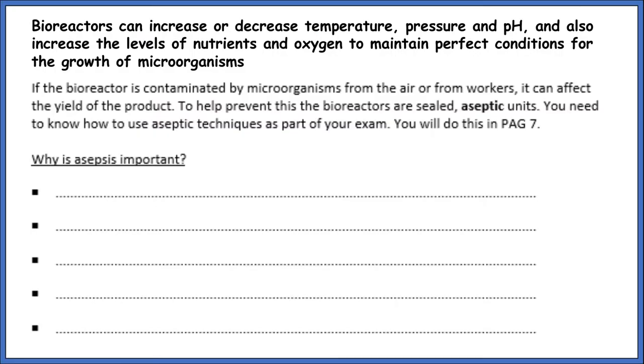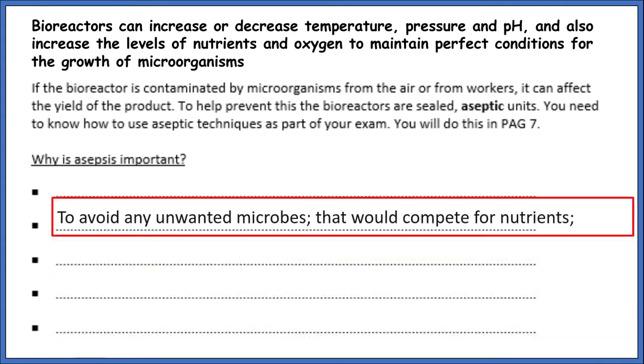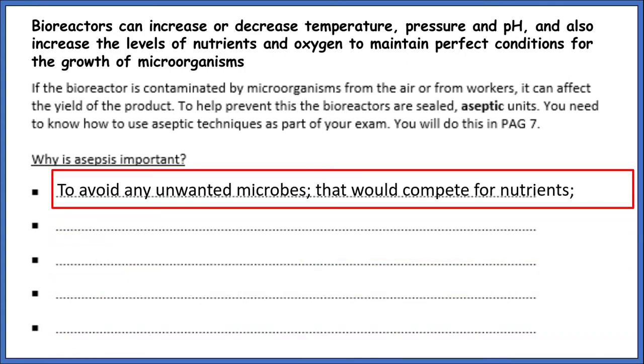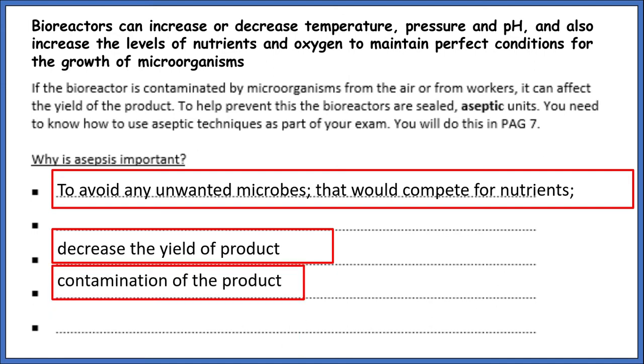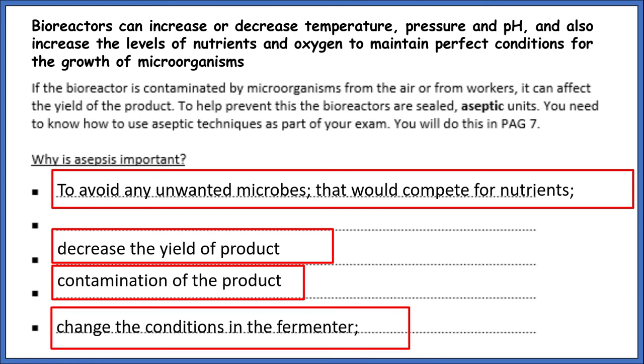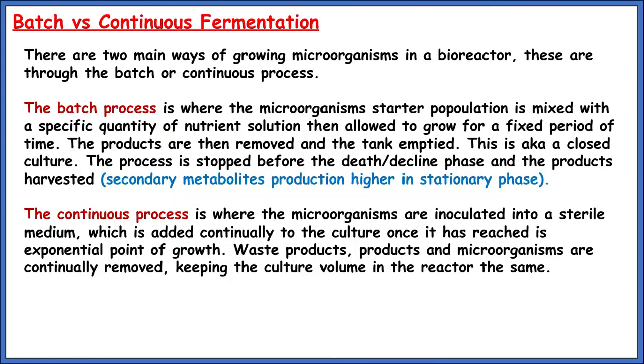So these bioreactors, it's really important that they're aseptic. And the reasons why, this is taken directly from the mark scheme as well, we need it to be aseptic to avoid any unwanted microbes in there that could compete with the microorganisms we're using for nutrients. It could also decrease the yield of the product if any unwanted microbes get in there. We could get contamination of the product, and also it could change the conditions within the fermenter. So this leads us on to batch and continuous fermentation.